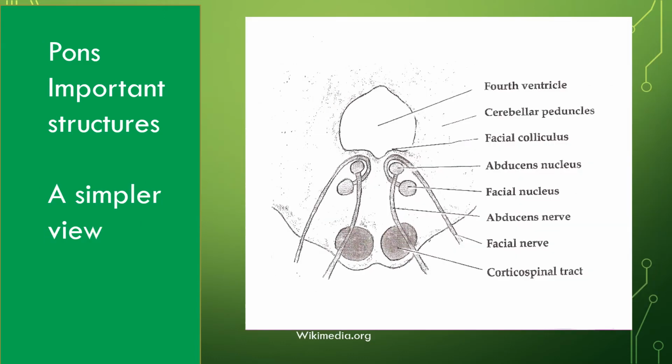This is another view of the pons with only the more important structures. Starting from the top, there's the fourth ventricle, the cerebellar peduncle, the facial colliculus, the abducens, or sixth nerve nucleus, and the sixth nerve that's connected to the nucleus. And under that is the facial nucleus that produces the facial nerve that exits from the pons. And at the bottom, in the front, is the corticospinal tract.